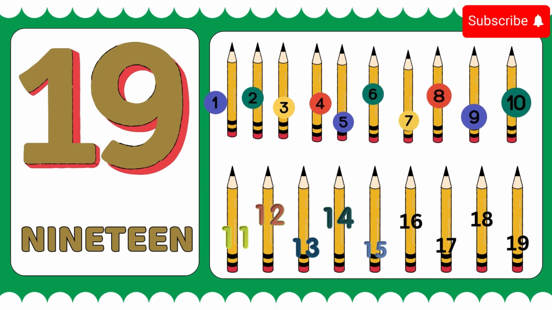19. Can you say it with me? 19. The spelling of 19 is N-I-N-E-T-E-E-N. Let's count pencils. 1, 2, 3, 4, 5, 6, 7, 8, 9, 10, 11, 12, 13, 14, 15, 16, 17, 18, 19. 19 pencils.